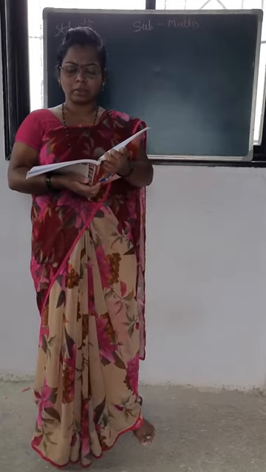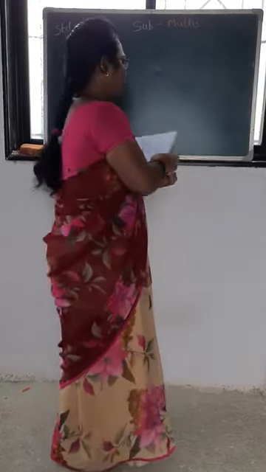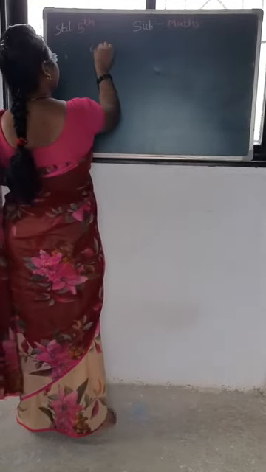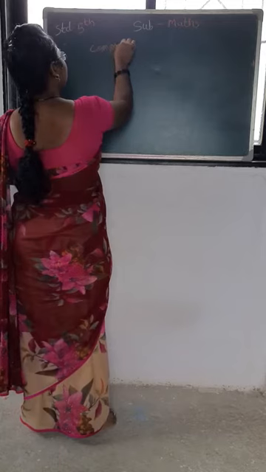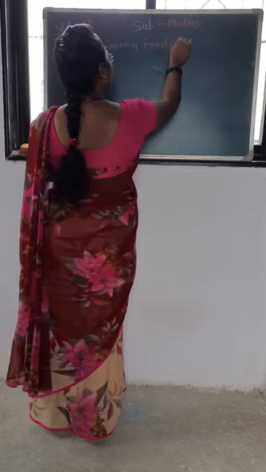And the last type is equivalent fraction. The fractions which represent the same part of the whole are called equivalent fractions. These are the 7 types of fractions. Next point is comparing fractions.